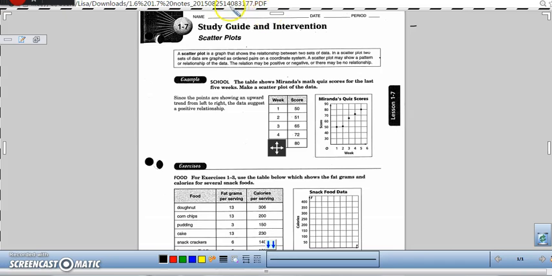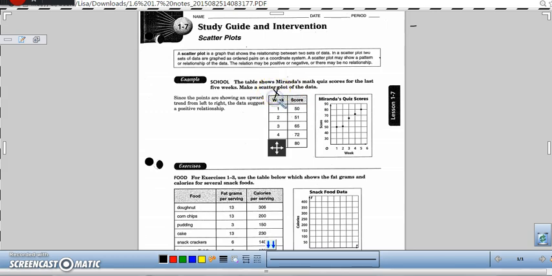Okay, so part 2 for this is the 1-7 study guide. We're doing scatter plots, and a scatter plot is just a graph that shows a relationship between two sets of data. In a scatter plot, two sets of data are graphed as ordered pairs on a coordinate system. So here are the two sets of data: you have week and you have score.